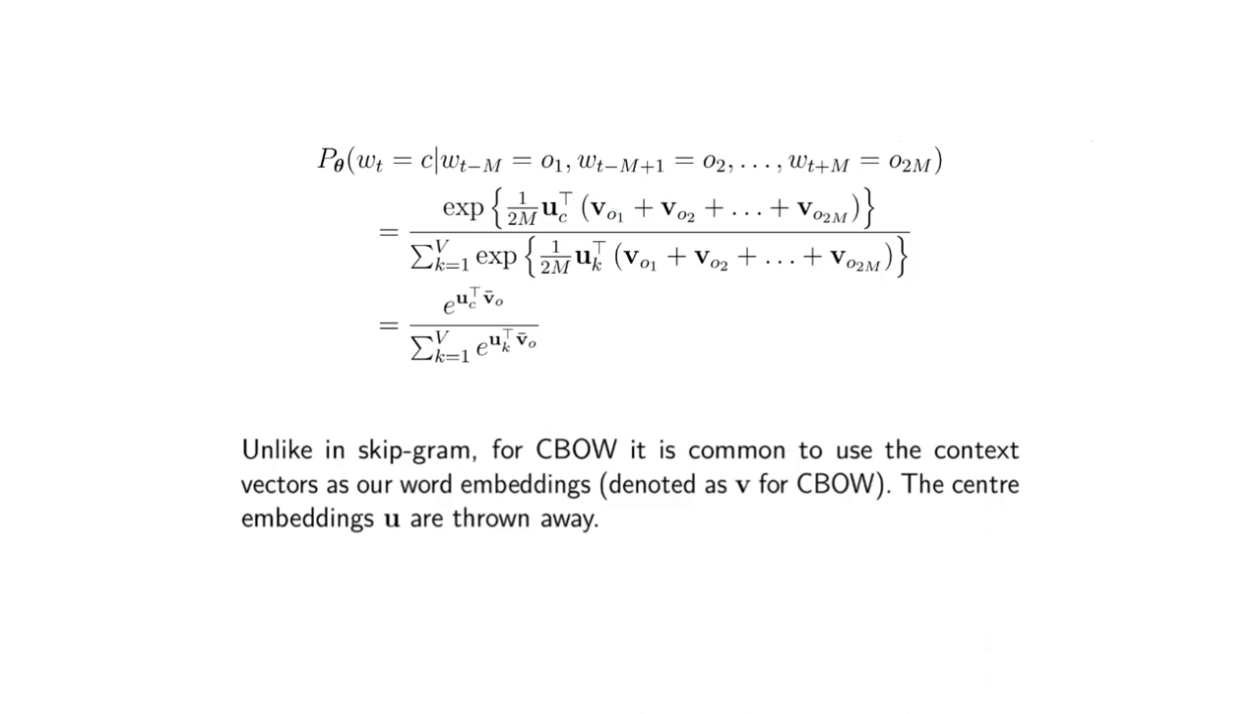In CBOW, in contrast to skipgram, where there's the convention that we use the context word embeddings, the v's, as our word embeddings for our downstream task.